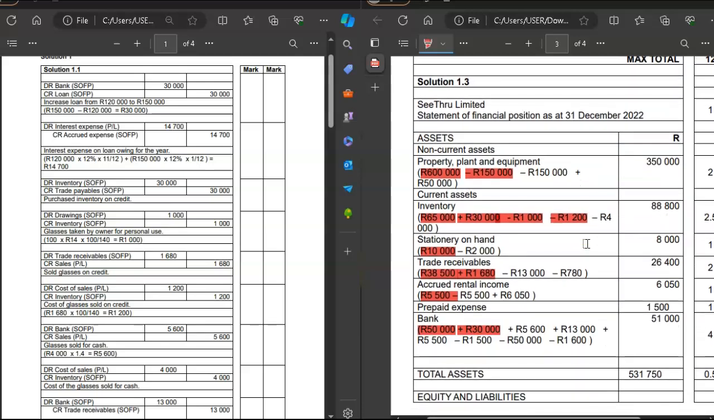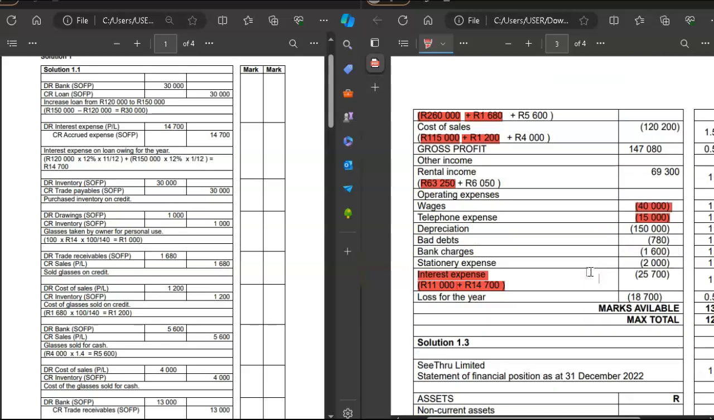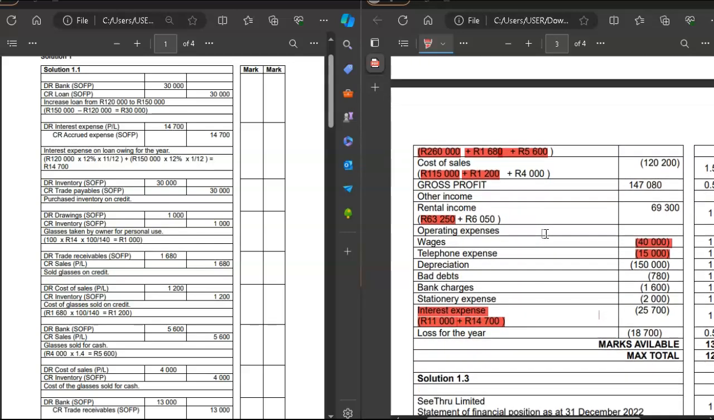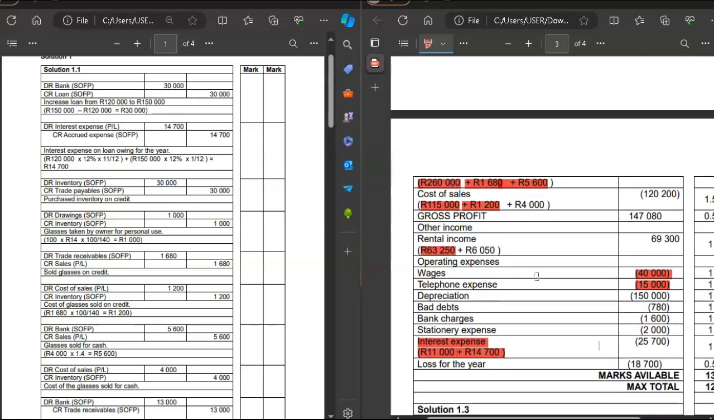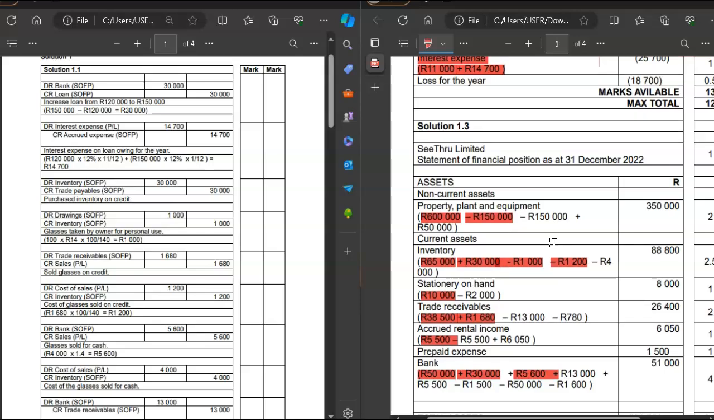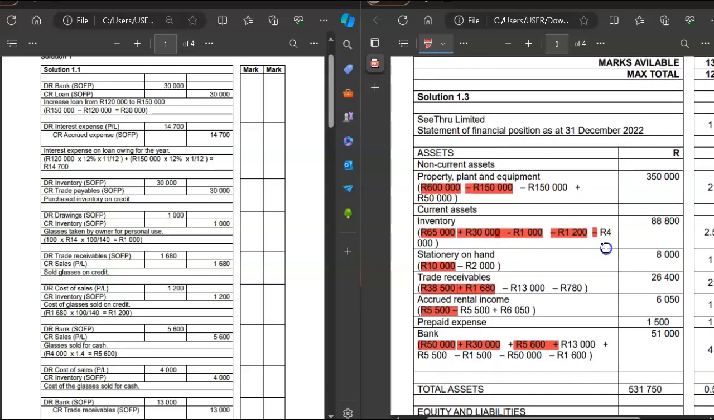Then debit bank 5,600. Your bank is increasing by 5,600. Perfect. Credit sales. Your sales are increasing by 5,600. Perfect. Debit cost of sales. So 4,000 is increasing cost of sales. There we go. Inventory is decreasing by 4,000. So there we go.